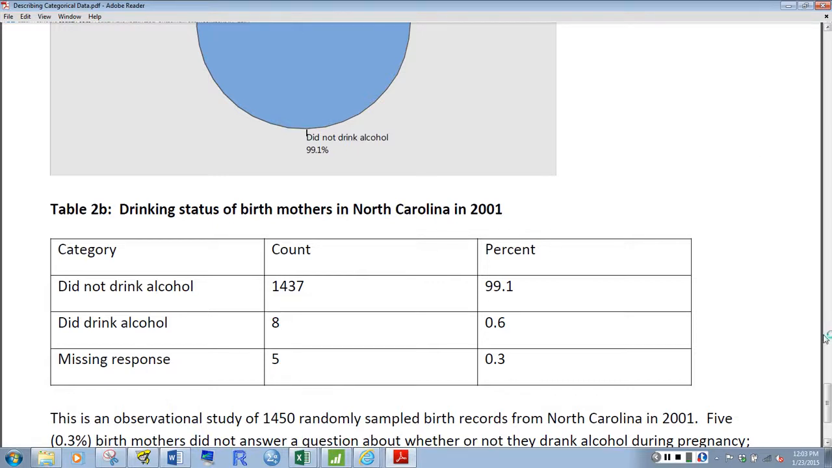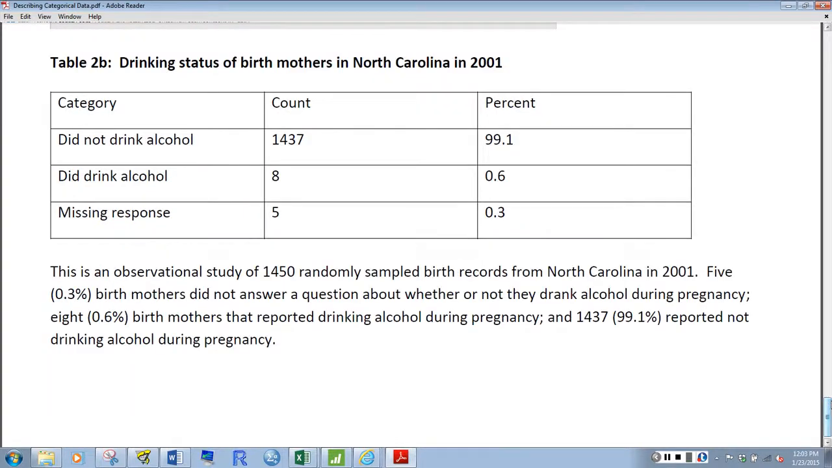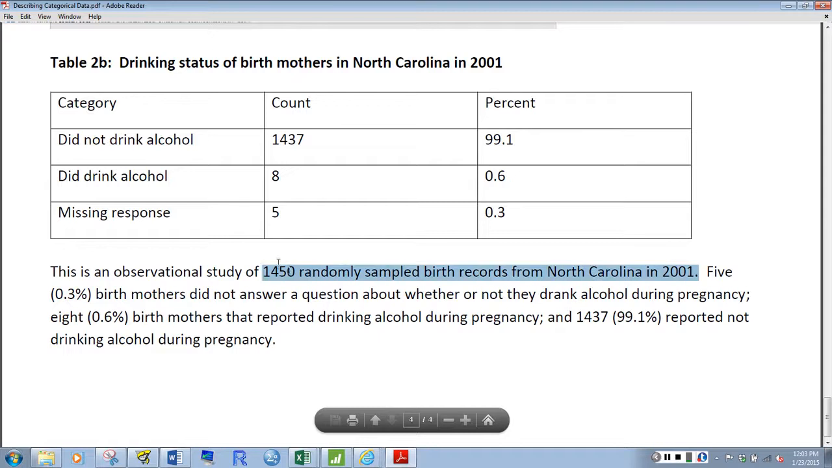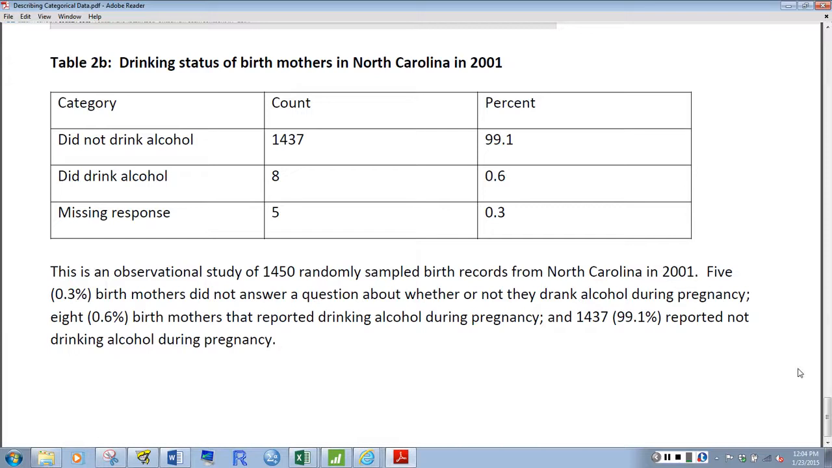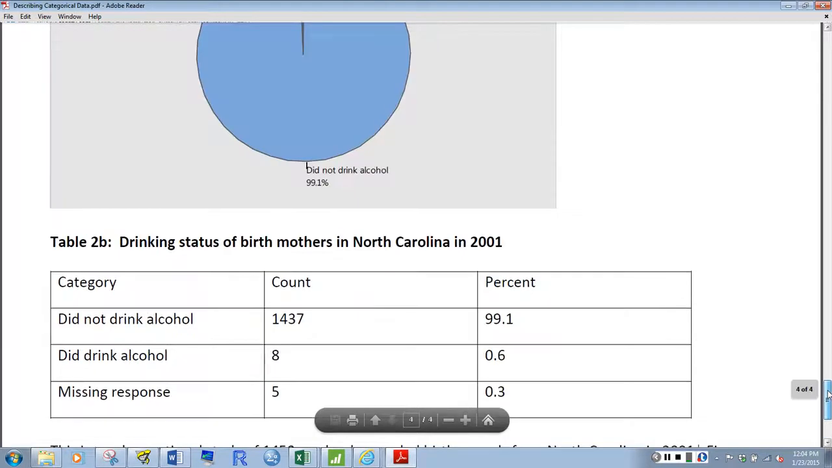So we're going to do the sentences similarly. This is an observational study, so you once again see that first sentence. Fine. Now I'm going to tell you 5 birth mothers didn't answer a question, 8 birth mothers reported drinking, and 1,437 reported not drinking alcohol during pregnancy. So no footnote, and we're considering missing information as a valid category. Any of these techniques will work on this.